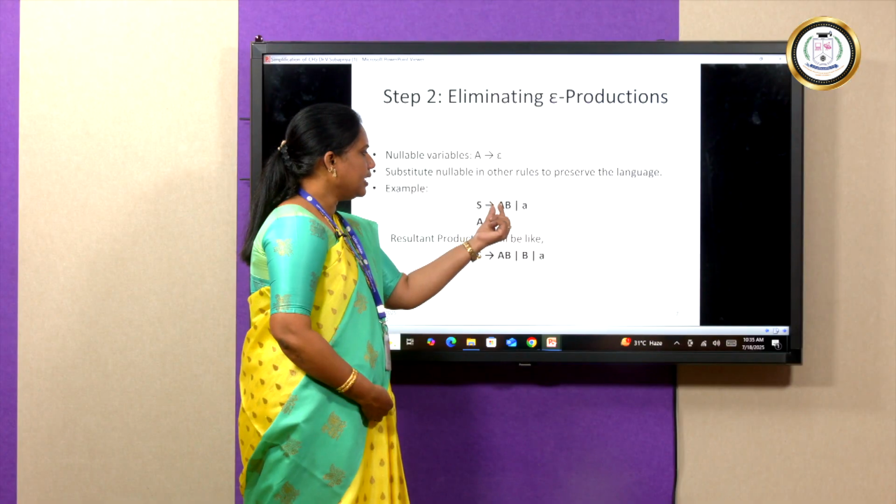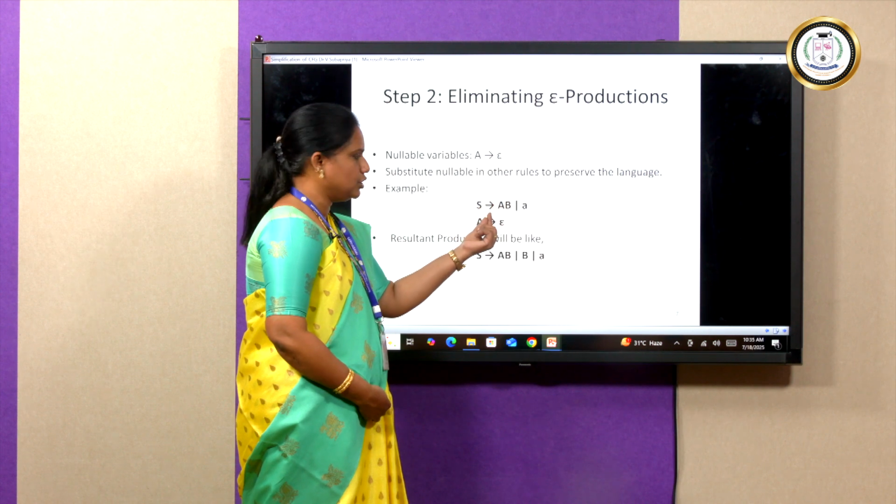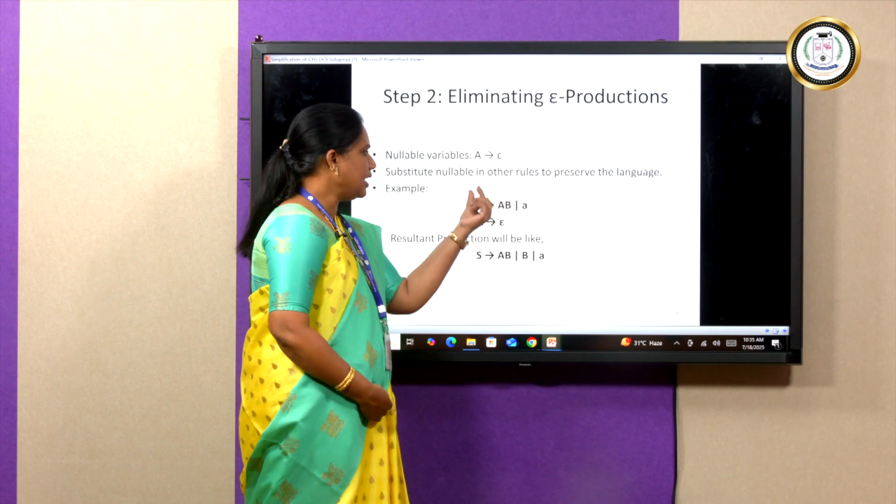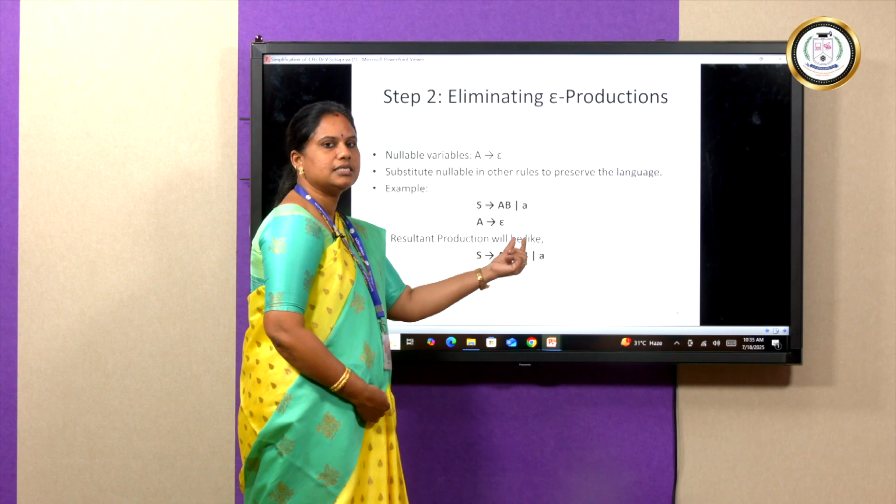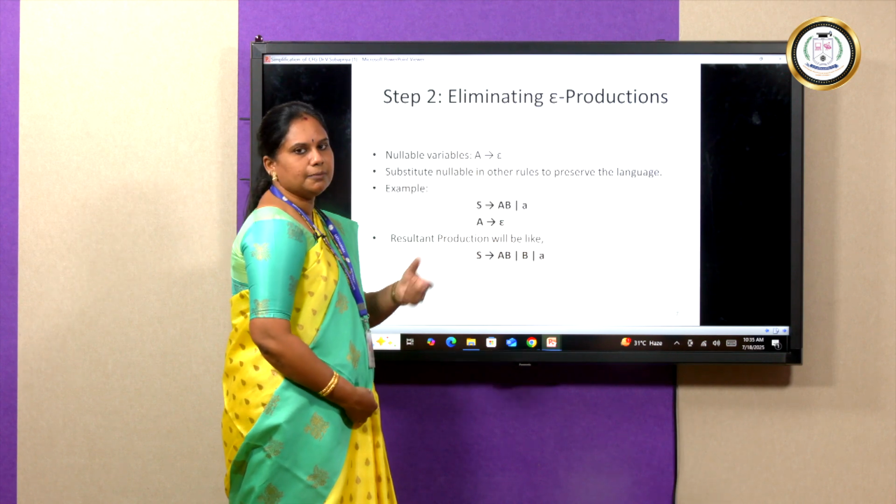A will be substituted by epsilon. In turn, you will get B, and this A, as usual, you will get. This is what eliminating an epsilon production means.